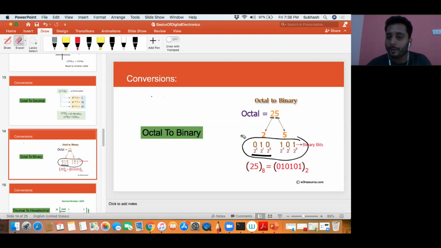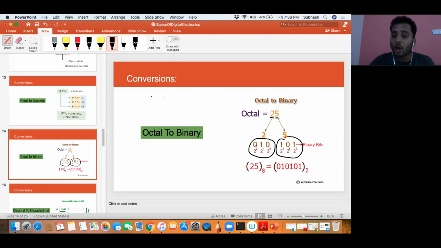Hope you got it. But here there is a question that you must ask me. The question is that, Subhash, why have you represented this number 2 and 5 only using 3 bits? Why is it only 3 bits and not more than that? The reason I have used only 3 bits is that in an octal number, the maximum digit is 7, and to represent 7 you need only a maximum of 3 bits.